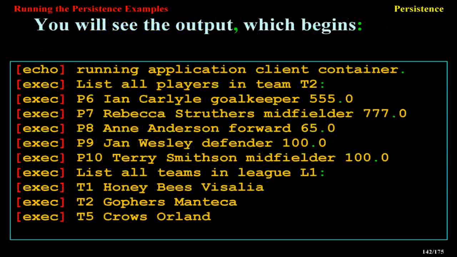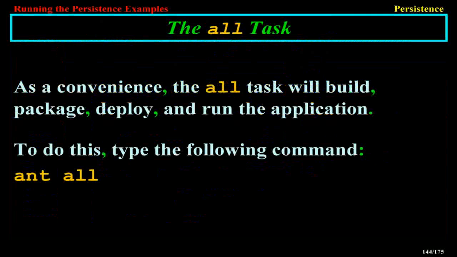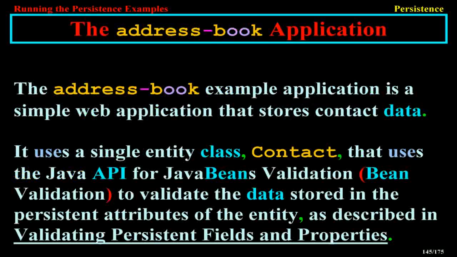To run the application client, type the following command: ant run. You will see the output, which begins: running application client container, list all players in Team T2, P6 Ian Carlisle goalkeeper 555.0. The all task. As a convenience, the all task will build, package, deploy, and run the application. To do this, type the following command: ant all.